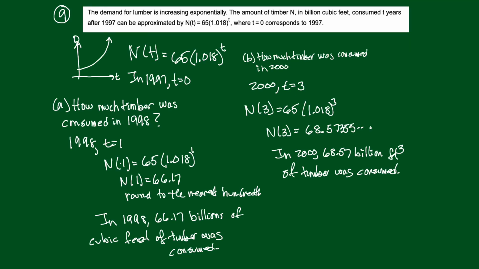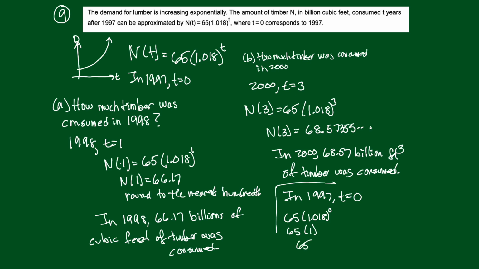All right, now this is not part of the problem, but what about this? In 1997 itself, T is equal to 0 because we're 0 years past 1997. But if I put T equals 0 in here, I'm going to get 65 times 1.018 to the 0. A number to the 0 power is 1, so I just get 65. So I get 65 billion.